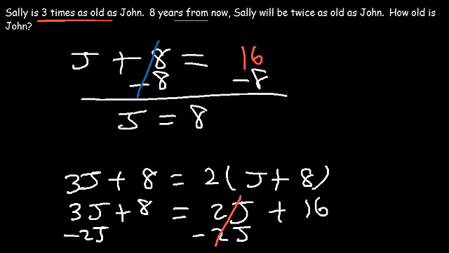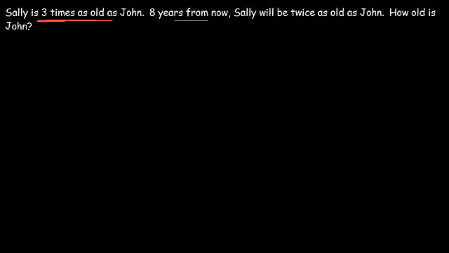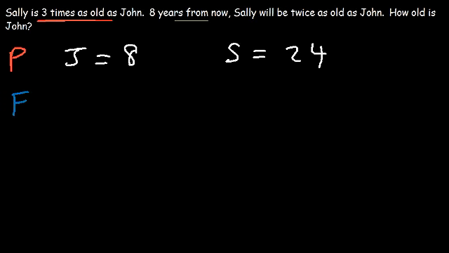Now let's find Sally's age. This is John's present age, by the way. So John is 8. Sally is 3 times as old as John. So 8 times 3, her present age is 24. Now what about in the future, 8 years later? John will be 8 years older, 8 plus 8 is 16. And Sally will be 8 years older, 24 plus 8 is 32.